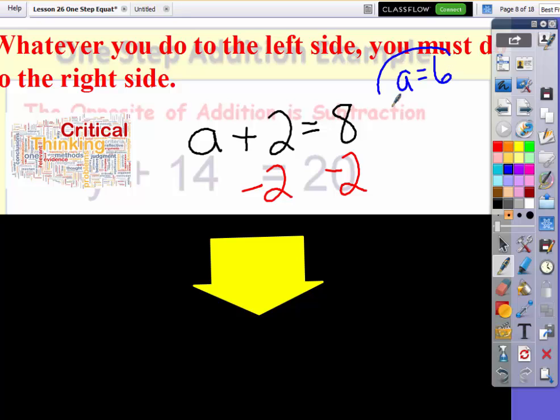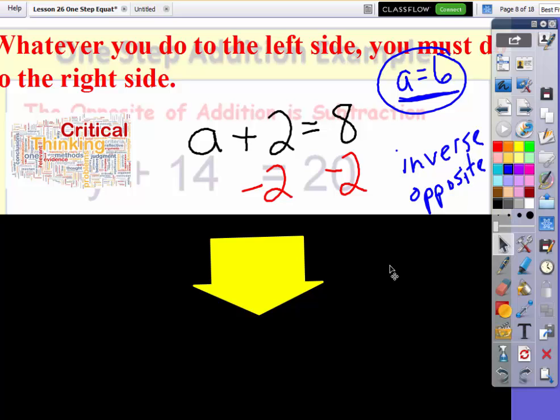If this was all I had was a equals 6, you can look at that really easily and tell me, well, duh, a equals 6. But here I have some other numbers in here, so I need to isolate or get that a by itself so it's easy to read. And how I do that is I'm going to perform the inverse. Inverse means opposite. So you'll hear me say that word a lot. Inverse, and all that means is the opposite.